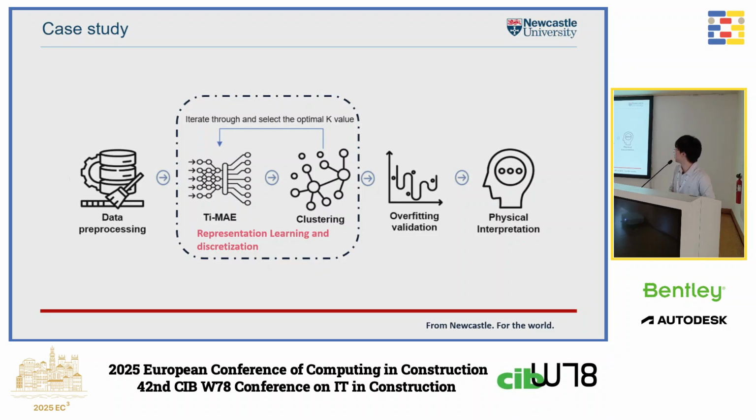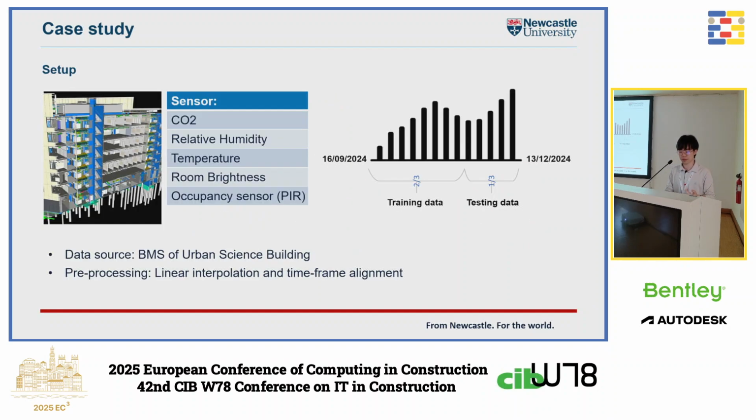For the main model, I'm using the iterative rule to select the best K to guide the model, guiding the procedural labeling training to get more discrimination in the data. We're doing the overfitting validation and giving the physical interpretations.